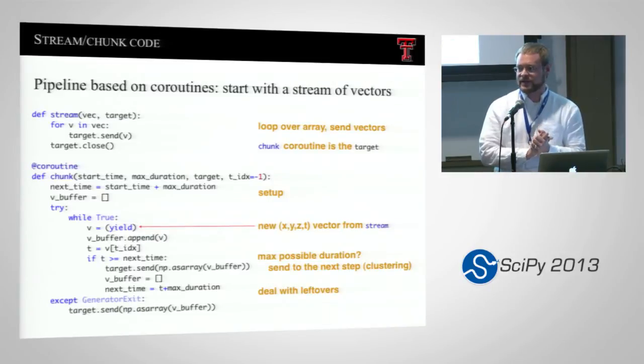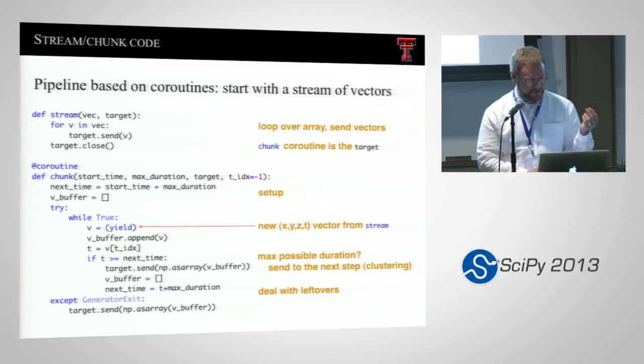The Python method I chose to implement this chunked processing is a pipeline based on coroutines. I'll give you a reference for it. I'll look that up later. What happens here is there's this top-level stream function that takes a NumPy array, loops over that array, and sends out the individual point vectors. And then there's a target that's sent to. And this is using the low-level generator protocol in Python to do this. So that dot send is a sort of Python native thing.